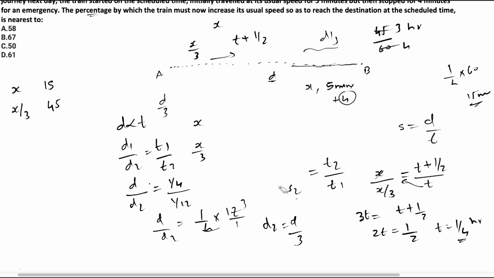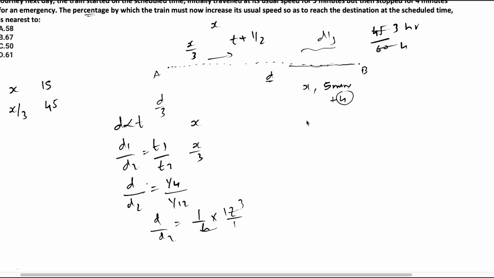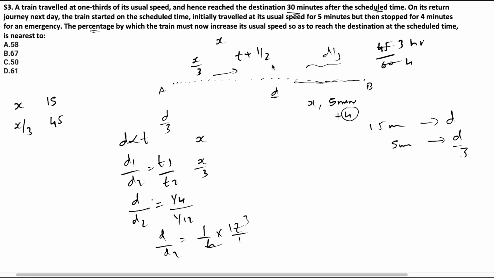Let me just rub some of this so I can write things down. So even if you don't use equation, you can simply think it in this way. If the train travels for 15 minutes, it will complete the whole distance d. If the train travels for 5 minutes, which is 1/3 of 15, it will complete d by 3rd distance, provided that the speed remains constant. So you don't even need to write all these equations. So coming back to the rest of the question.